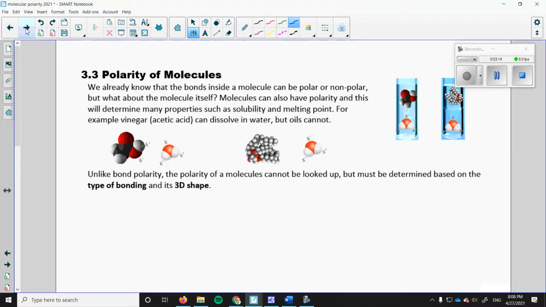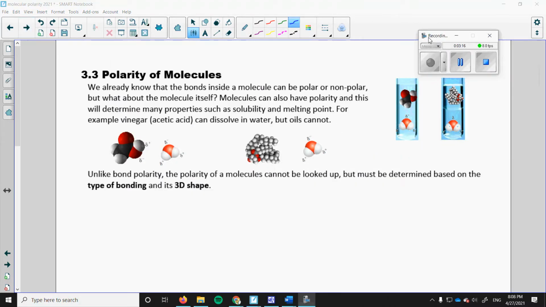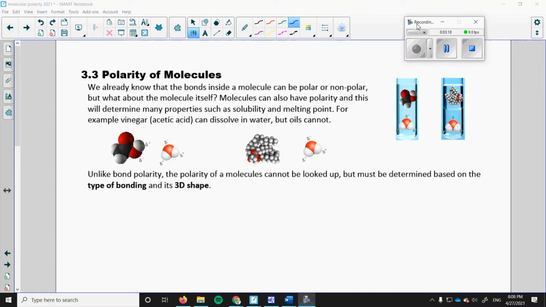And that explains why molecules dissolve in each other. So let's look at these situations here. Basically, what you have to look at to determine if a molecule is polar or nonpolar is the type of bonding that's present and also its 3D shape. So let's look over here.